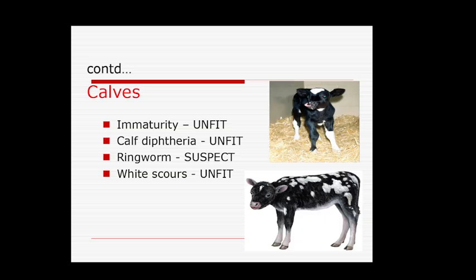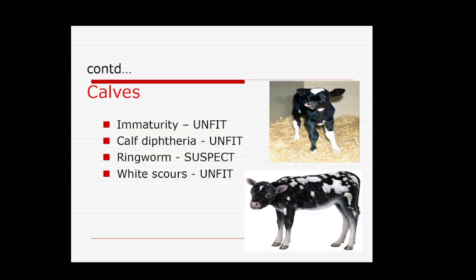So small calves have poorly developed musculature. That is why, due to immaturity, they are generally taken as unfit and are not taken up for meat. In some countries it is taken as a delicacy, but it does not have much meat. So in India, it is generally taken as unfit due to the immaturity of the muscles.